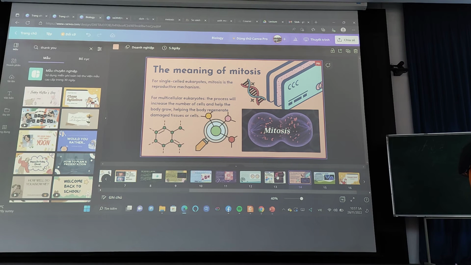How do we know, are there any indicators or mechanisms to recognize how many mitotic divisions that the cell has undergone? The question is, are there any mechanisms or ways to recognize how many divisions the cell has undergone?